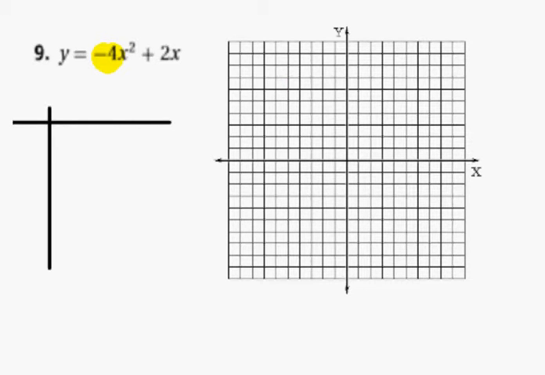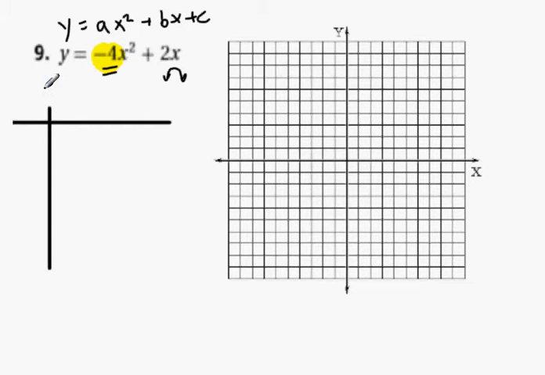Alright, looking at number 9, we notice first of all that looking at the form y equals ax squared plus bx plus c, our a here is negative 4, and when a is negative, that means that the parabola is opening in a downward position. So that answers the first question. As long as a is negative, it opens downwards.